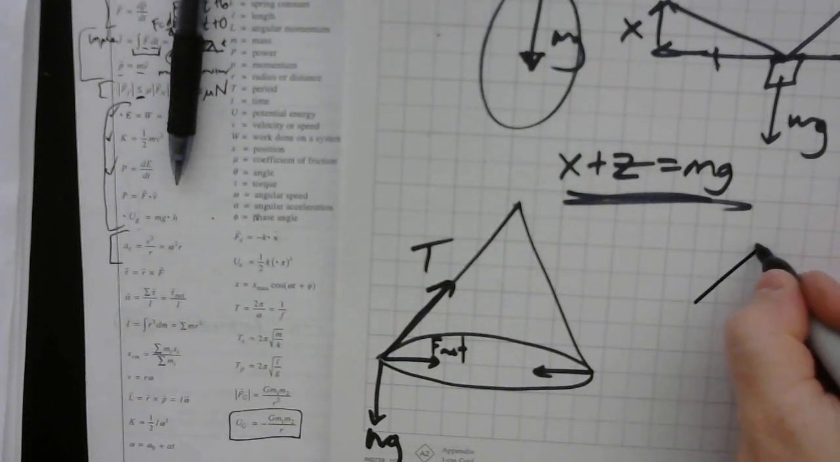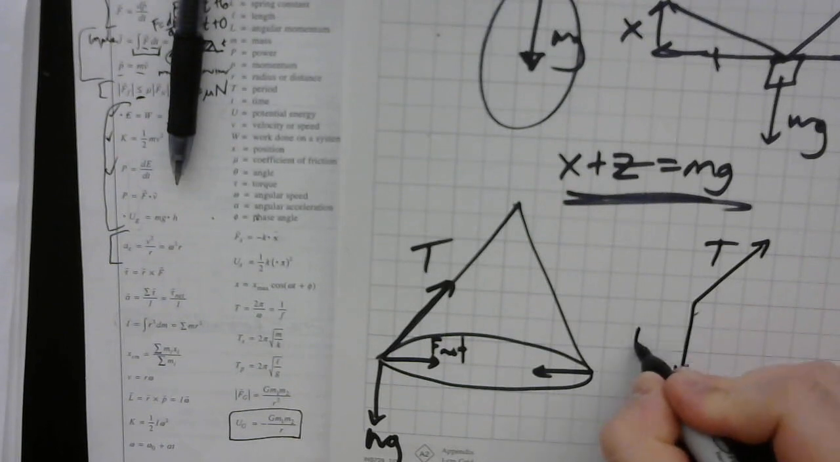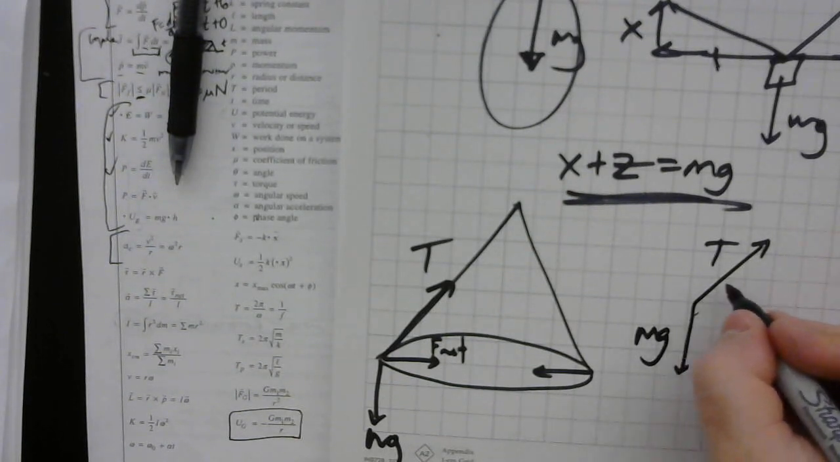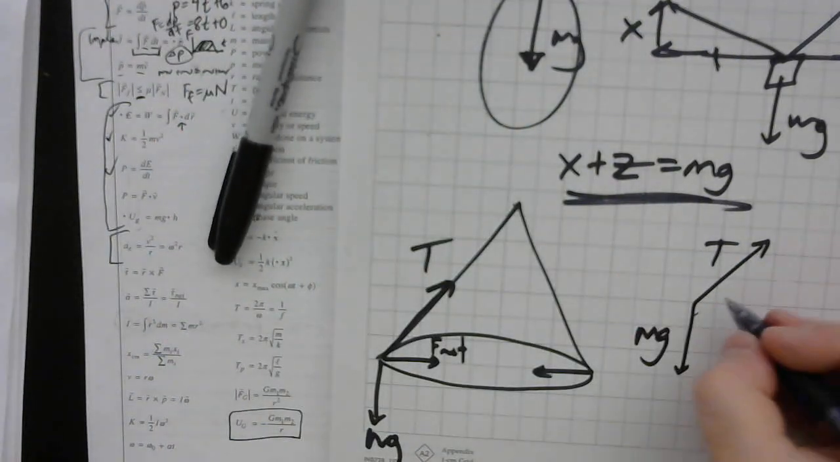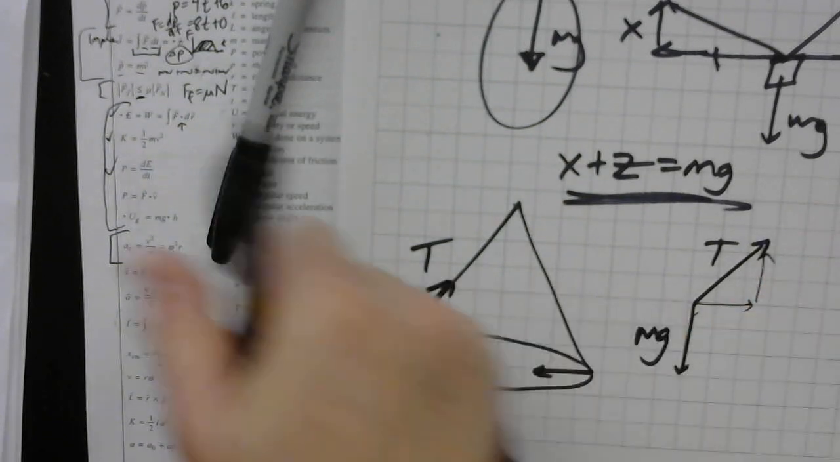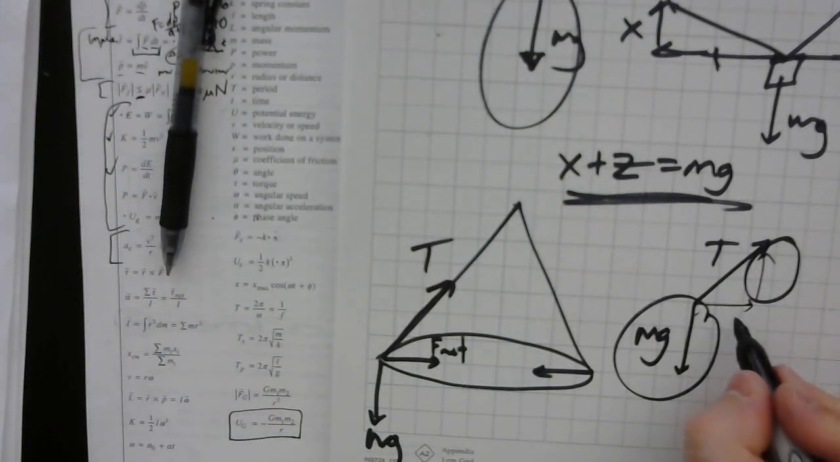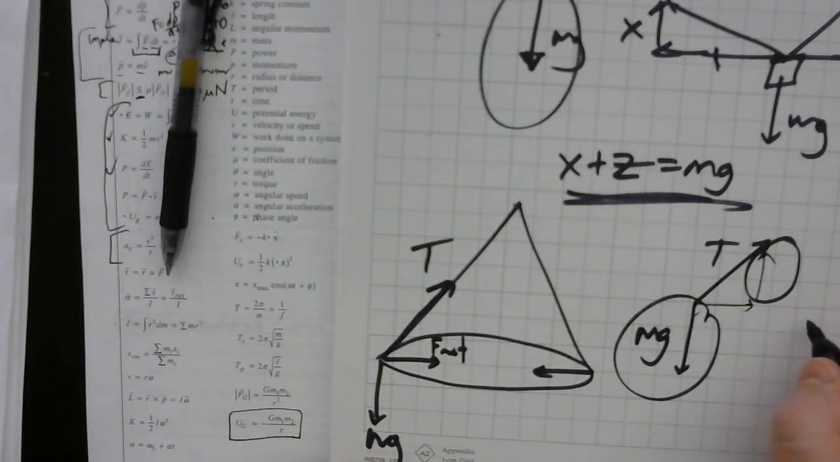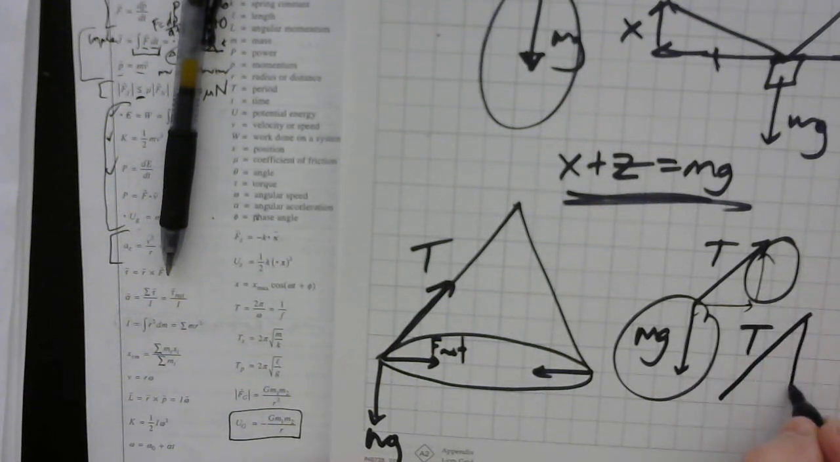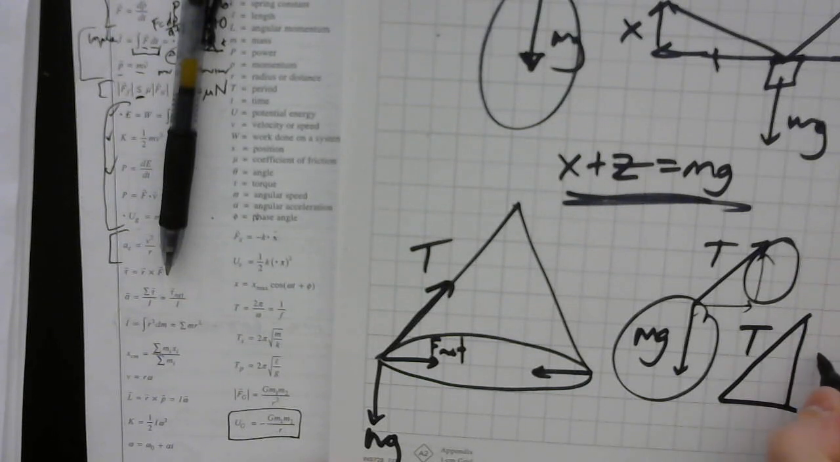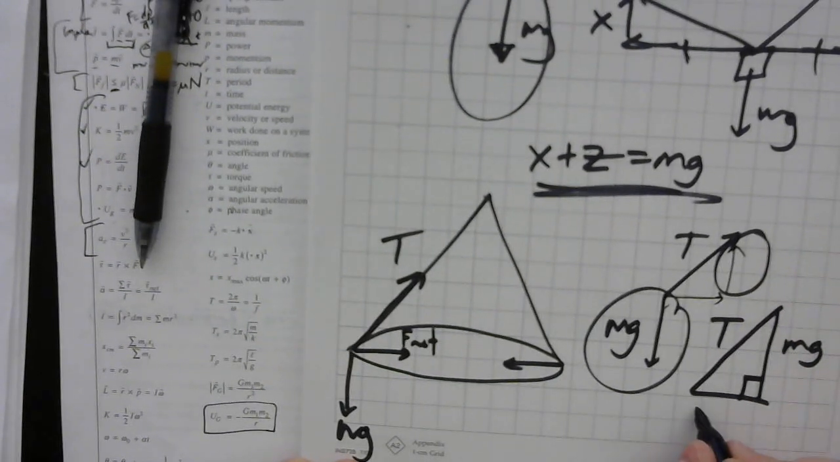So on this triangle, I've got tension, I have mg. Well, if I break this tension up into two components, if I look, the verticals cancel each other out, but nothing cancels out the horizontal. That means my triangle looks like this. That's tension, this is mg, and then this guy is mv squared over r.